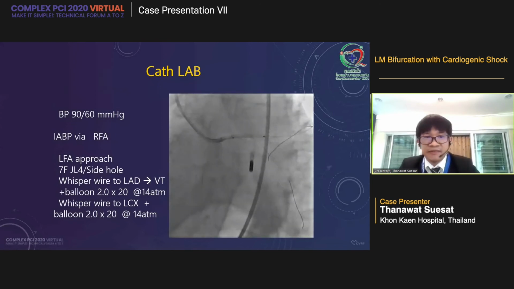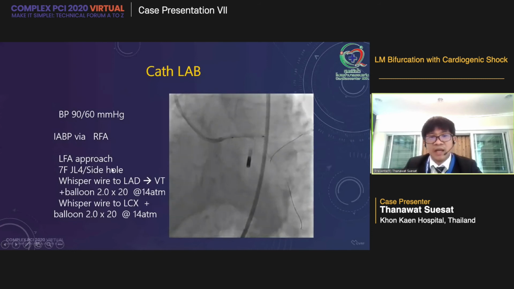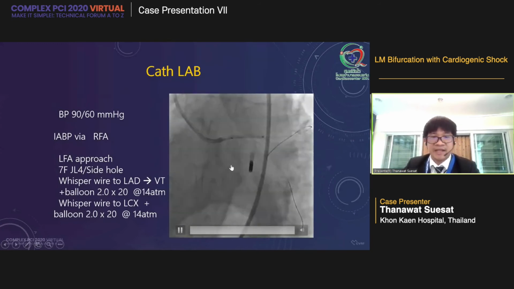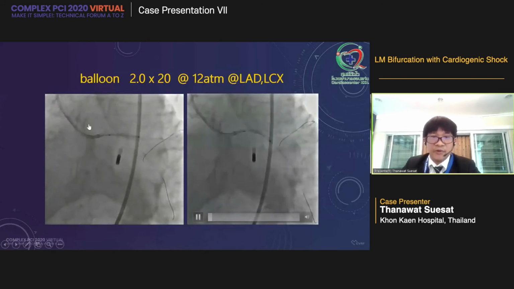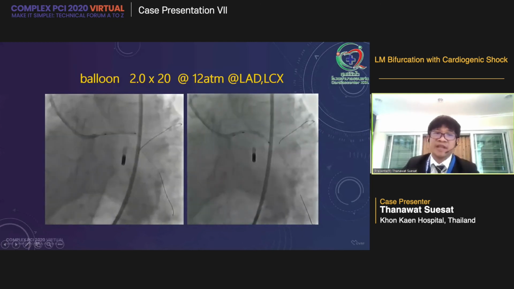In the cath lab, I used the femoral approach with a 7 French guiding catheter. When I wired the Whisper wire from the left main to the LAD, the patient developed ventricular tachycardia immediately. So I did rapid dilatation from the LAD to the left main with 2 balloons. After that, I wired the circumflex and predilated with the same balloon too. When I predilated the LAD, the plaque shifted to the circumflex, and when I dilated the circumflex, the plaque shifted to the LAD.